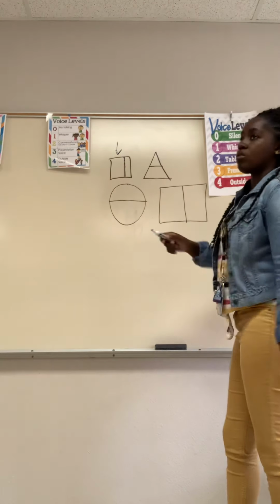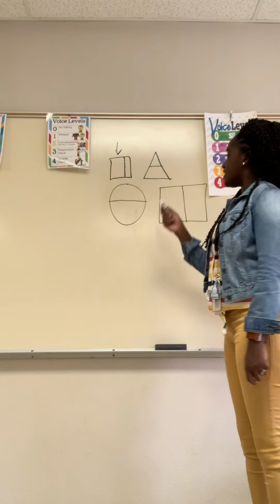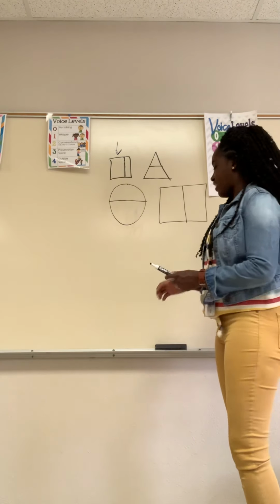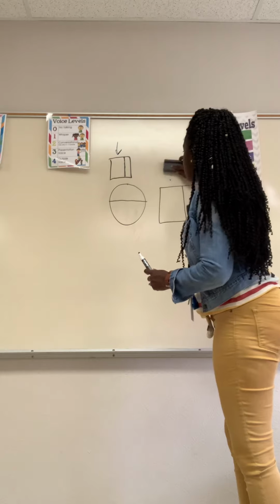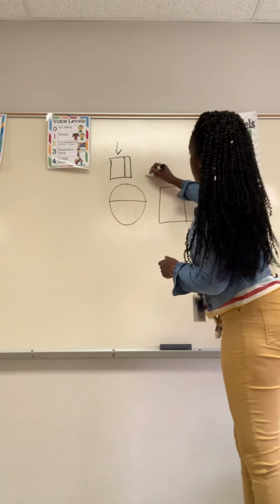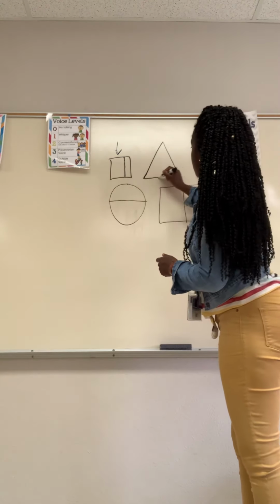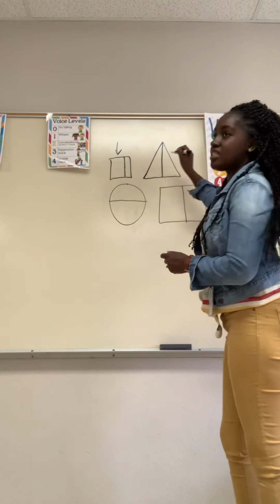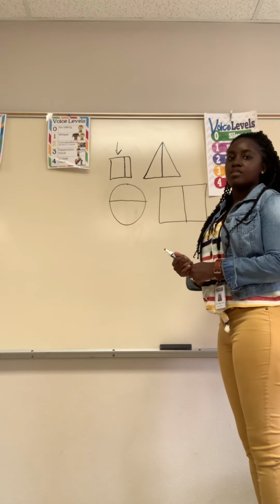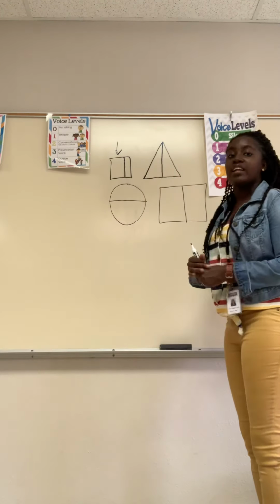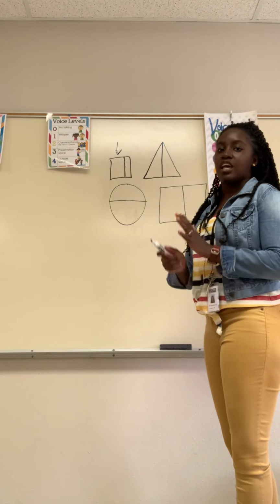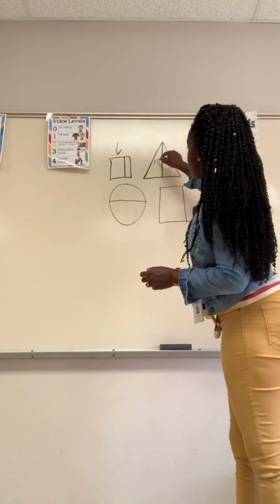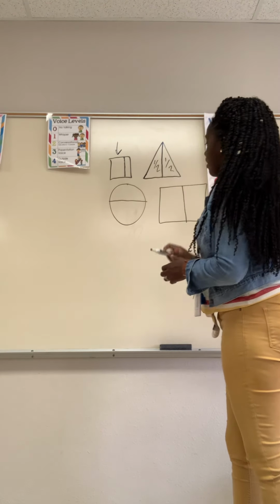What about your triangle up here? Is that a half? No, it's not a half. But let's change this triangle. What if we go this way? Is it the same amount on each side? It is. Each side looks the same. Each side is equal. So here's a half and here's a half.